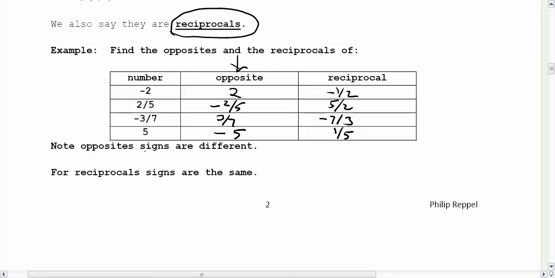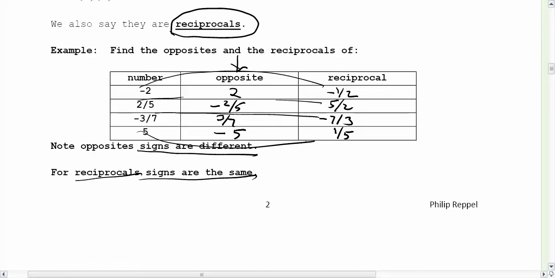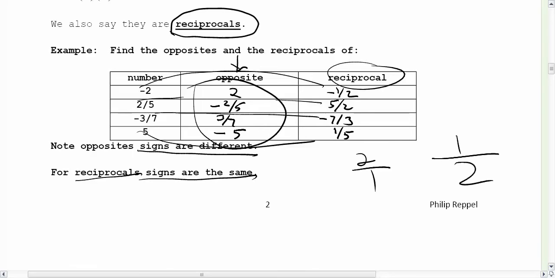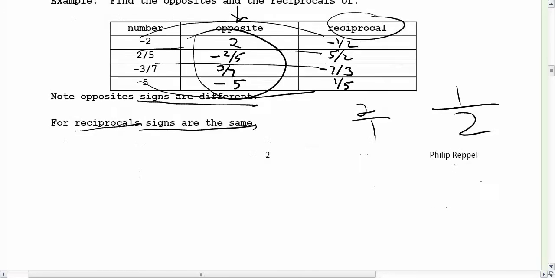So what I want to take note of here is that when you want the opposite of something, you simply change the sign. When you want the reciprocal, you leave the sign alone. Notice that the signs are the same for the reciprocals, but the signs are different for the opposite. So, you want the opposite, change the sign. You want the reciprocal, you flip the fraction, you flip the number. That's what probably most of y'all recall, flipping the number. Numerator becomes denominator, denominator becomes numerator. You always have a denominator of 1, meaning 2 is the same thing as 2/1, so its reciprocal is 1/2. Alright, let's move on.